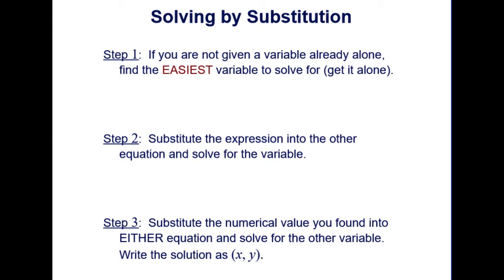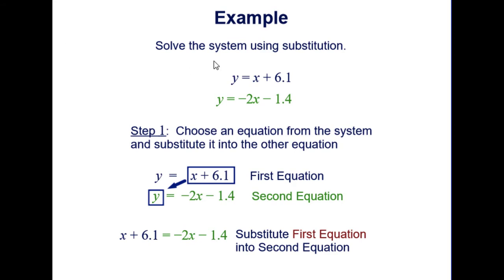Then, step 2, you can substitute that expression into the other equation and solve for the variable. For step 3, substituting that numerical value you found into either equation and solving for the other variable to get that point as a solution, or x comma y. Now this sounds difficult, so let's see it in action with 2 examples. So let's solve this system we were trying to graph using substitution now instead.